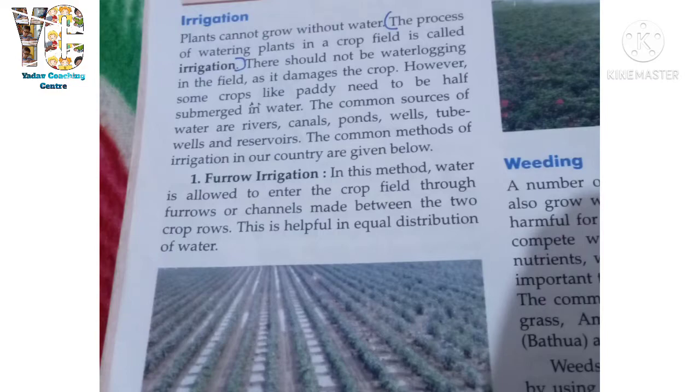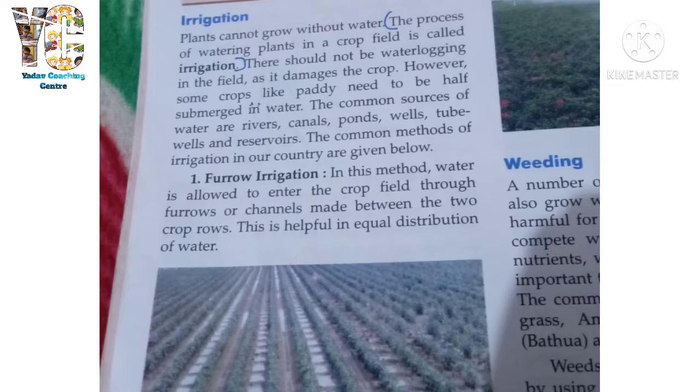Now the common sources from where we can do irrigation are, number 1, rivers, then canals, then ponds, then wells, tube wells and reservoirs. Now what is a reservoir? A reservoir is an artificial pond or lake, an artificial source of water where water gets collected. It is artificially built by man.